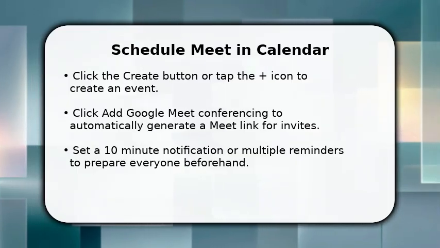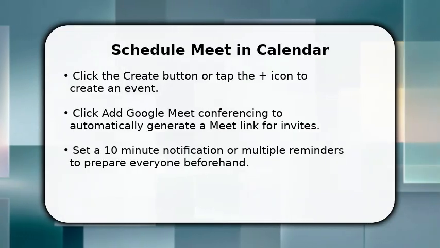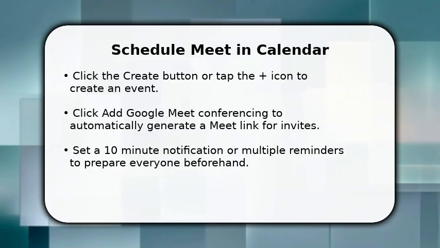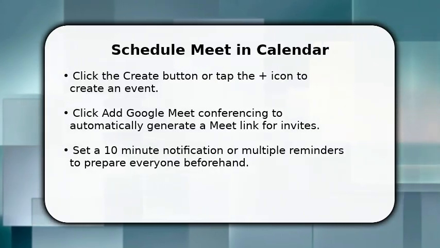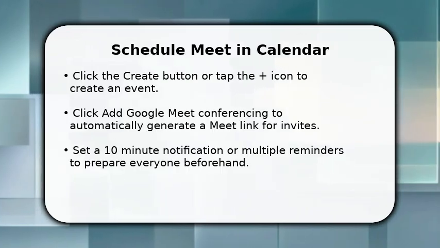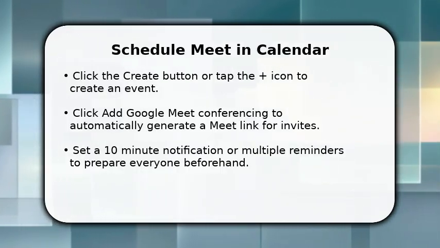Open Google Calendar on desktop or in the mobile app to start. Click the Create button or tap the plus icon to create an event. Enter a clear title and pick date and start time for the meeting. Click Add Google Meet Conferencing to automatically generate a meet link for invites.